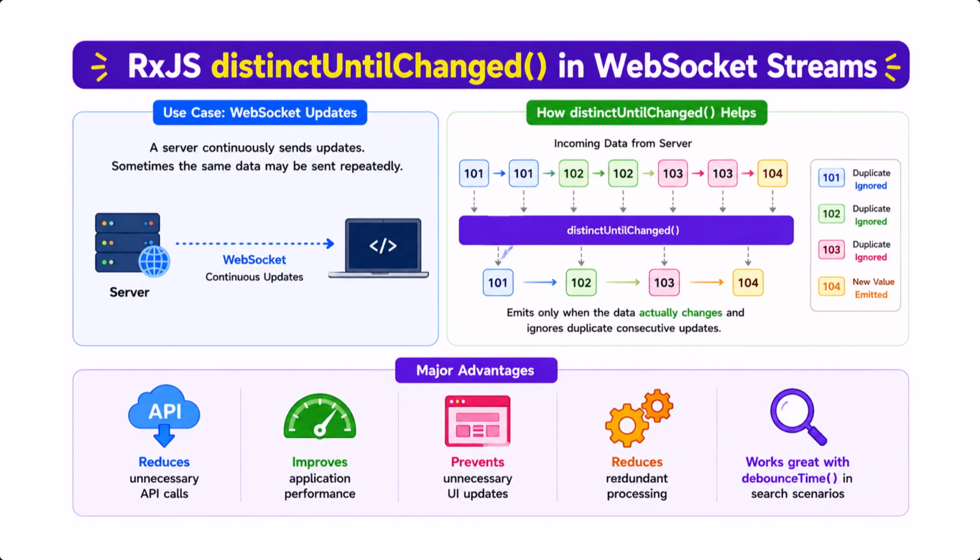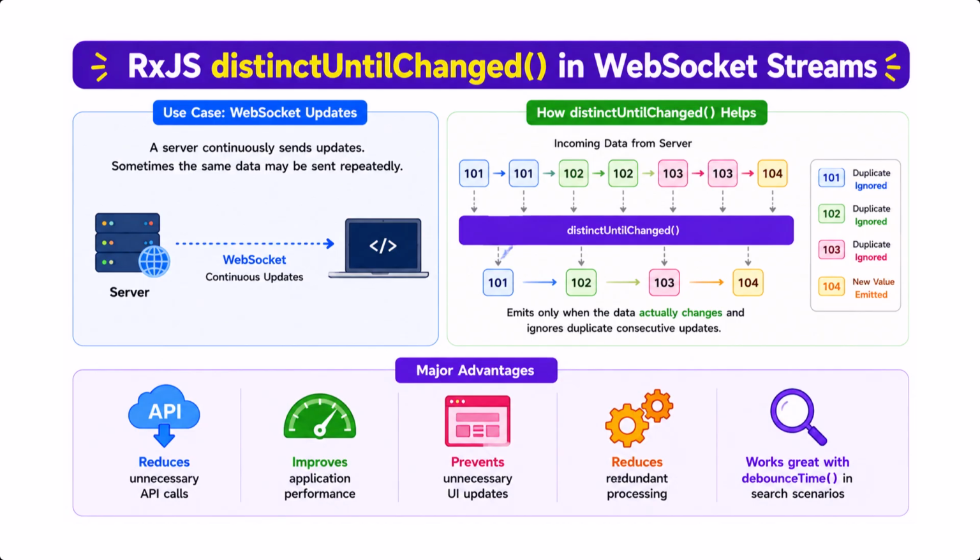Some of the major advantages of distinctUntilChanged are: it reduces unnecessary API calls, improves application performance, prevents unnecessary UI updates, reduces redundant processing, and it works very well with debounceTime in search scenarios. However, it also has a limitation. The biggest limitation is that it only checks consecutive values. If the same value appears later in the stream after other values, it will be emitted again. So keep that behavior in mind when using it.